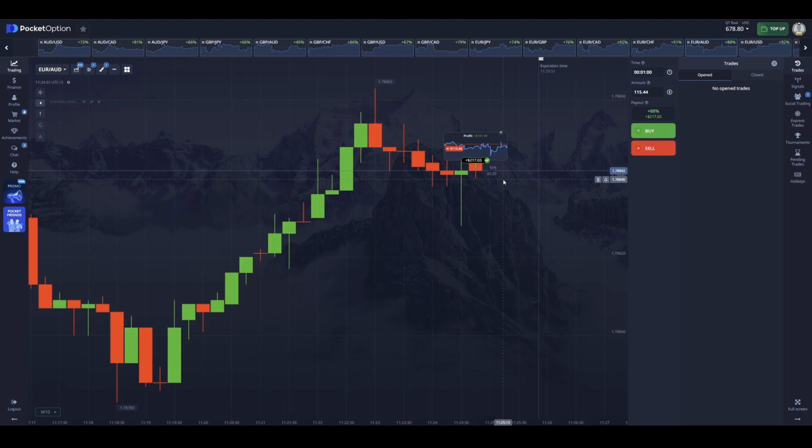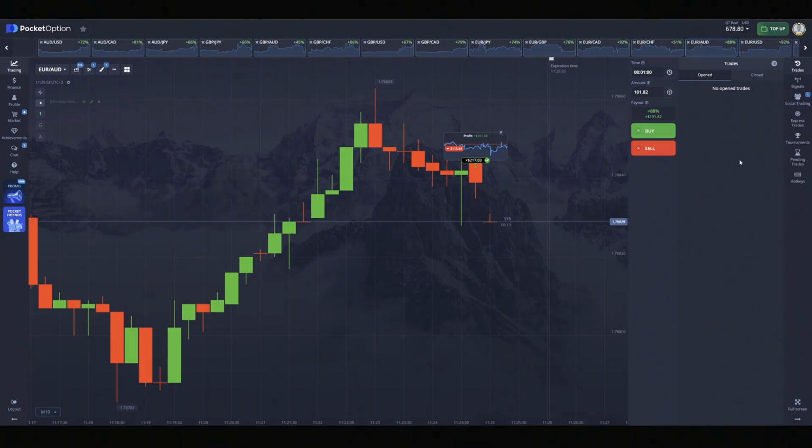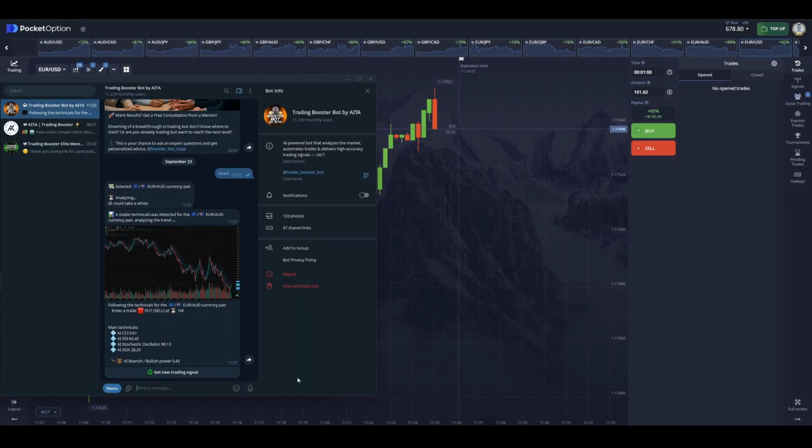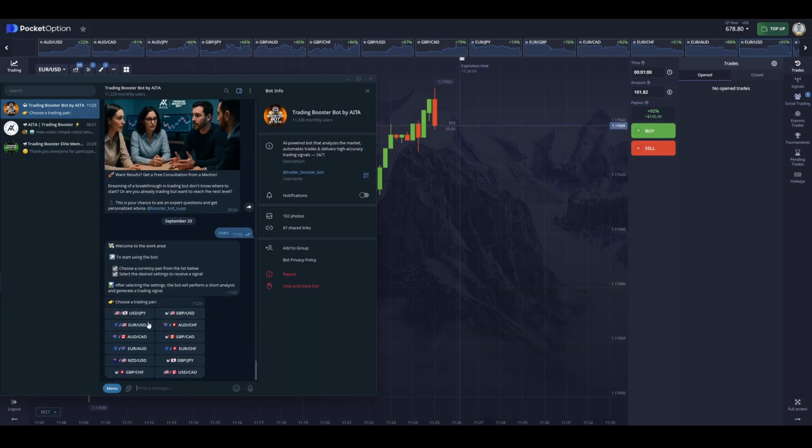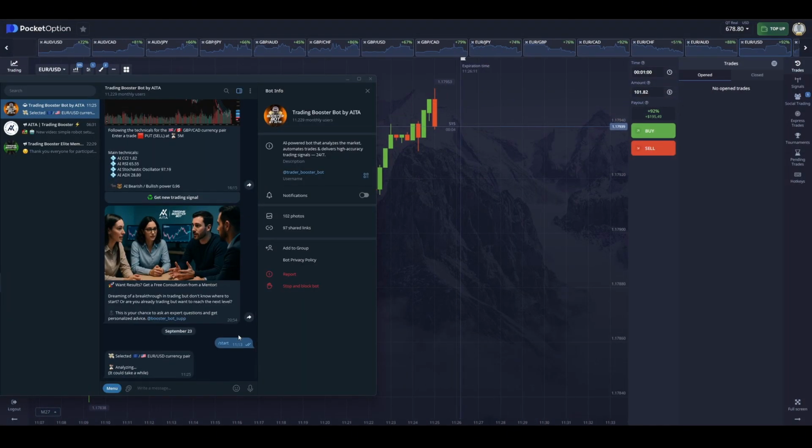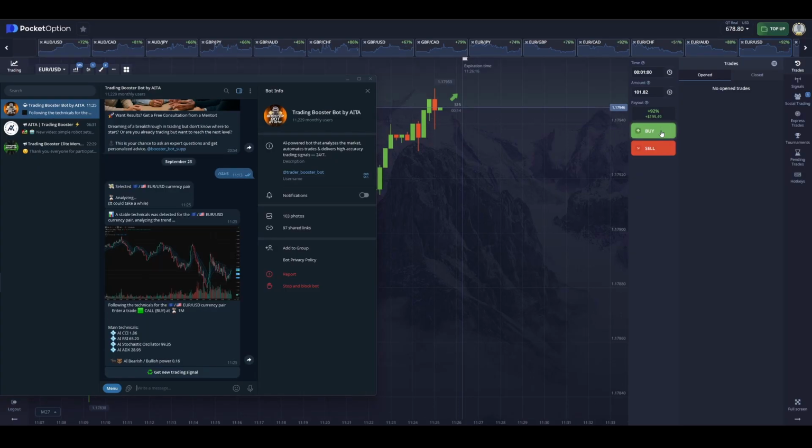Let's open the next trade for 15%. That's the same $101. I hope this will be the final trade that helps me earn $200. I choose the euro to US dollar currency pair, go straight to the BoosterBot, select a 1 minute trade time, and wait for a ready signal. I get a buy signal and open a buy trade right from here.